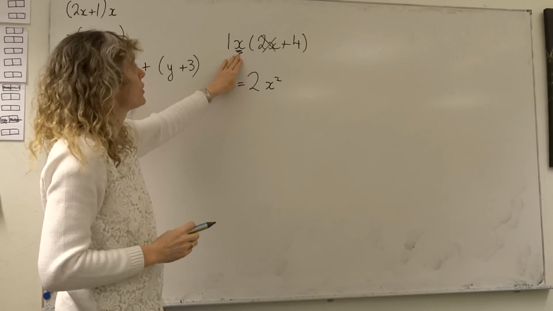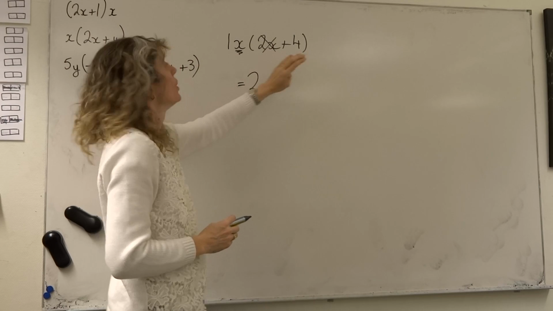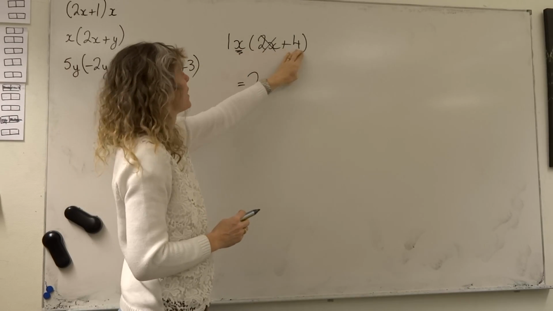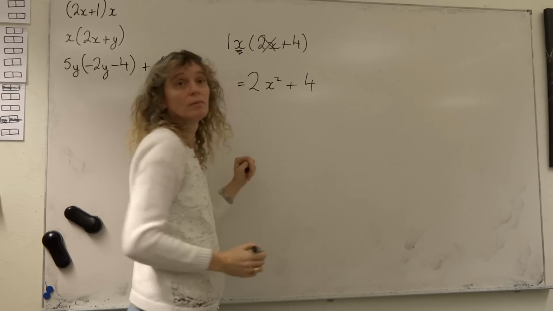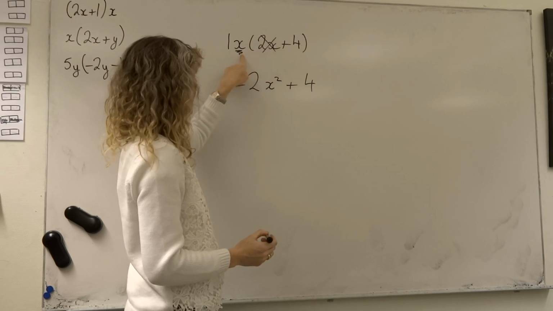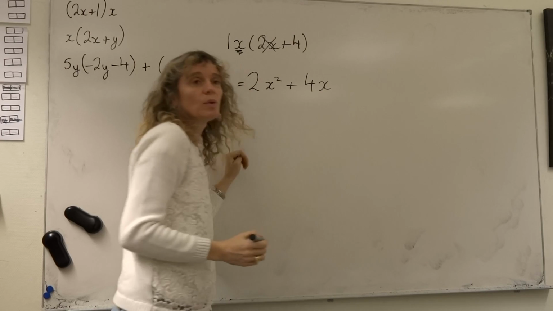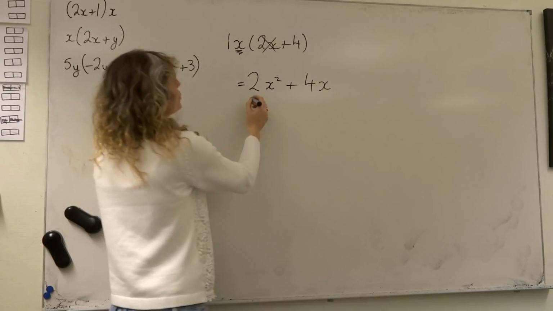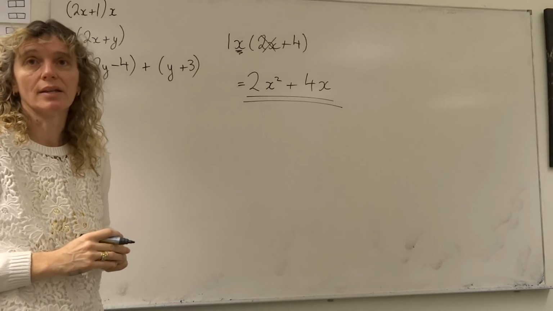You've still got to multiply this 1x by your next set of numbers, which is plus 4. So 1x times plus 4, 1 times 4 plus 4 will be 4. And x times 1 will give us x. So we'll have this one simplified will equal 2x squared plus 4x once you've expanded the brackets.